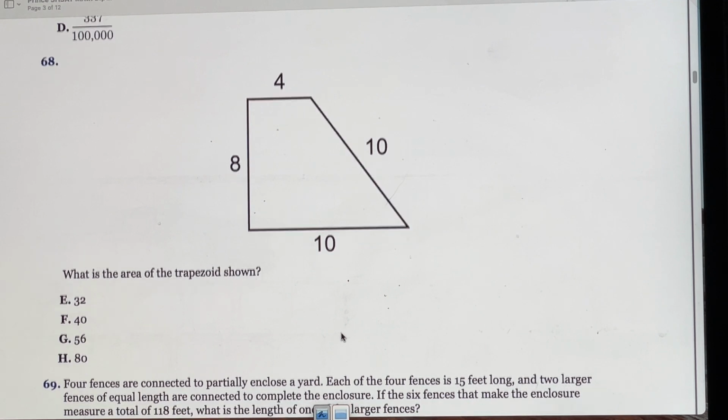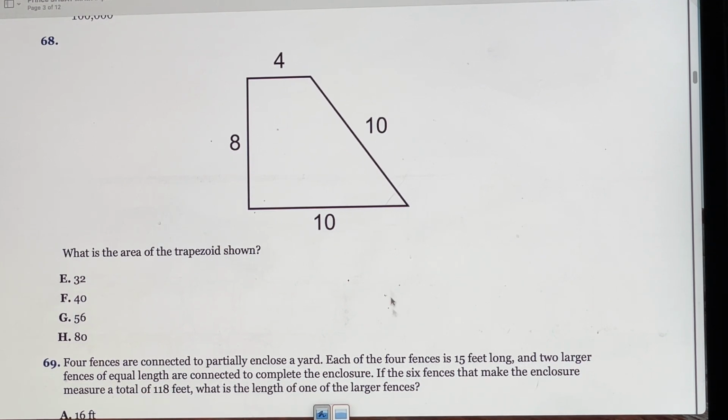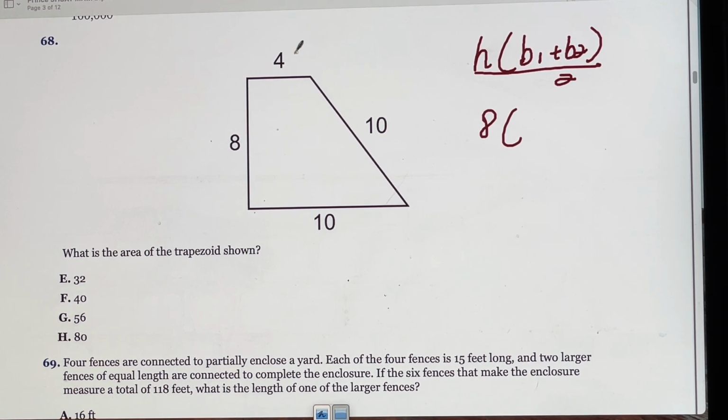68. Again, if you know the area of a trapezoid, it makes life easier. If you don't, you can break this up. The area of a trapezoid is height times base 1 plus base 2, divided by 2. The height is 8. Base 1 is 4. Base 2 is 10. Divided by 2. That's it.